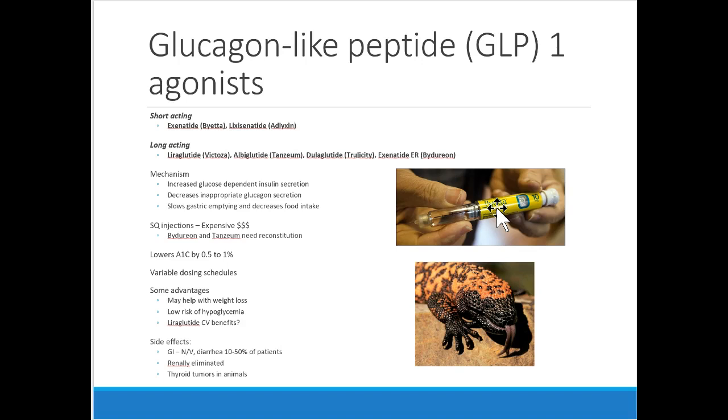Side effects are GI related: nausea, vomiting, diarrhea. They're renally eliminated, so that could be a problem. And some thyroid tumors have been seen in animal models, which hasn't been replicated in humans.